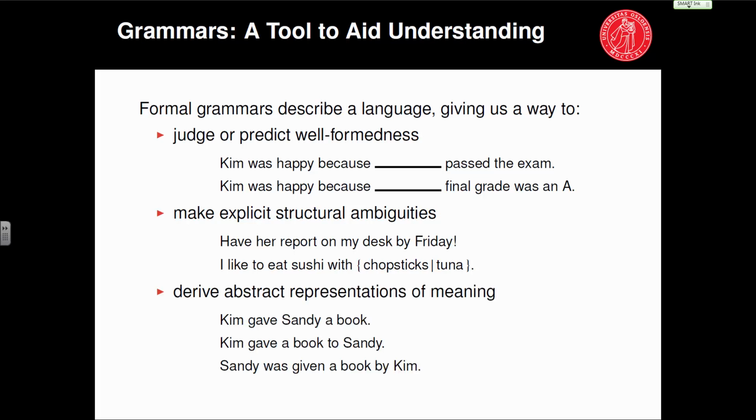All right, so structure and grammar make explicit structural ambiguities. They also enable us to go from structure, from syntax, to meaning, to semantics. So I have three sentences here that we will typically call paraphrases, and that means they describe the same situation. I think you'll all agree that here there's Kim and Sandy and a book, and there's a transfer of the book from Kim to Sandy. That's the situation. But there are three slightly different ways of describing that situation.